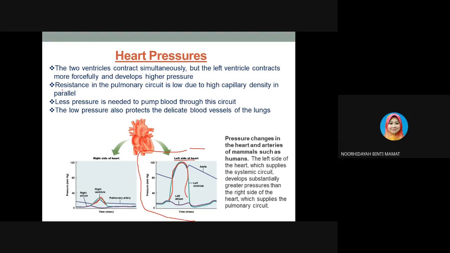Okay, and the resistance in the pulmonary circuit is low due to high capillary density in parallel. Okay, so you can see from here. So the resistance is low here, and less pressure is needed to pump blood through this circuit in the right side of the heart. Okay, so the low pressure also protects the delicate blood vessels of the lungs.